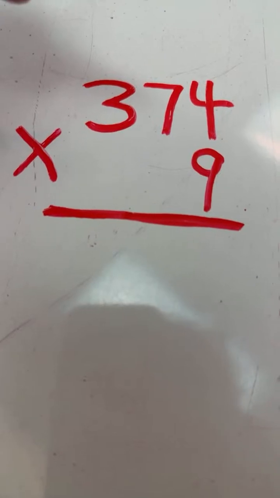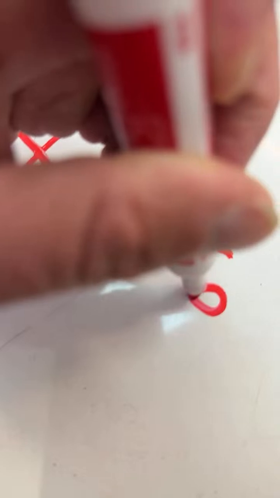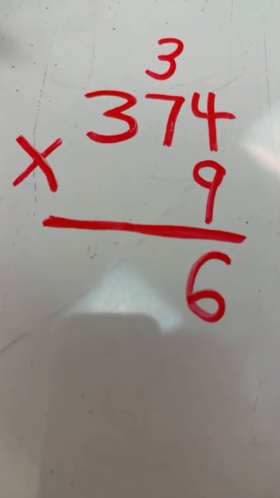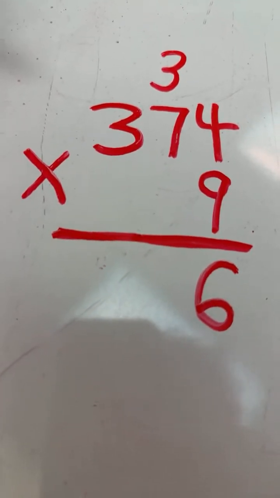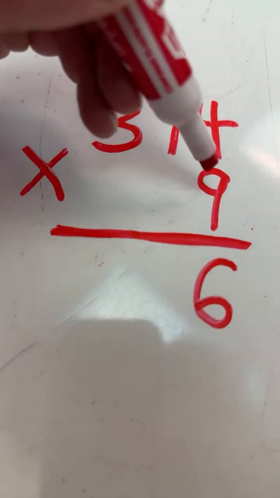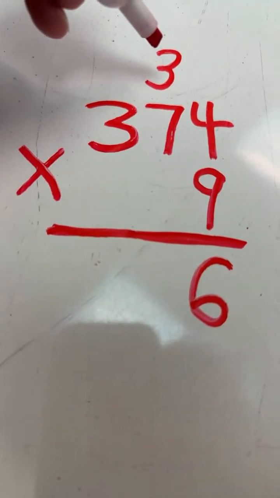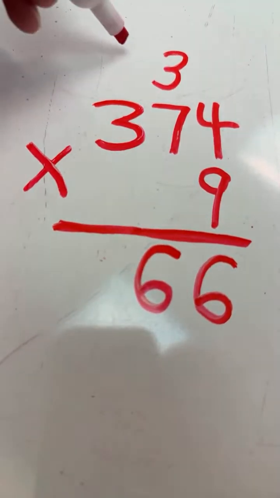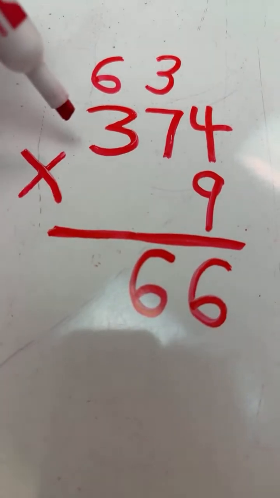Now, because our product is more than 10, 36 is more than 10, we have to regroup. So the 6 in 36 goes in the ones place. The 3 in 36 gets carried over to the tens place. 7 times 9 equals 63 plus 3 equals 66. So the 6 in 66 goes in the tens place. The other 6 in 66 gets carried over to the hundreds place.